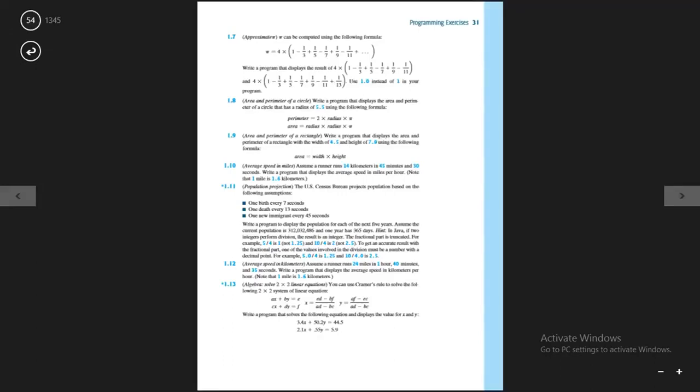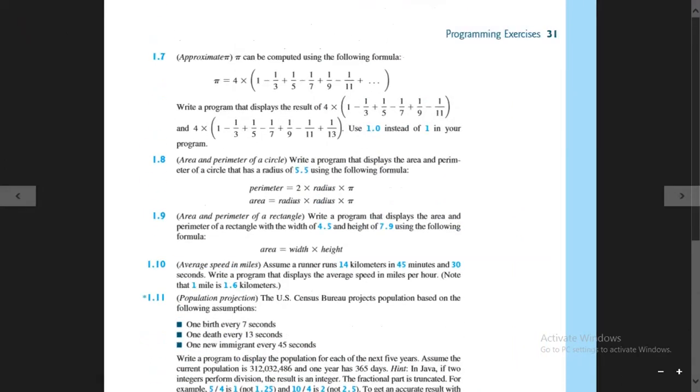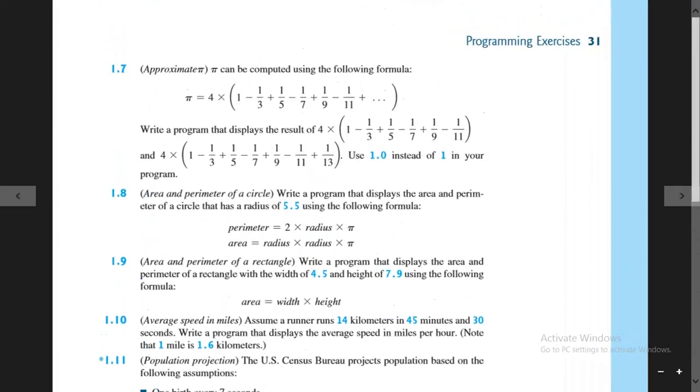Okay, so where is the question? Here's the question. It's actually exercise 1.7. What they're telling us to do is to approximate pi. So pi can be computed using the following formula. We are asked to write a program that displays the results of this and the results of that. We're gonna use 1.0 instead of 1 in our program.